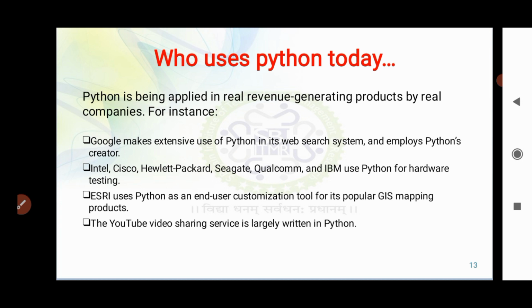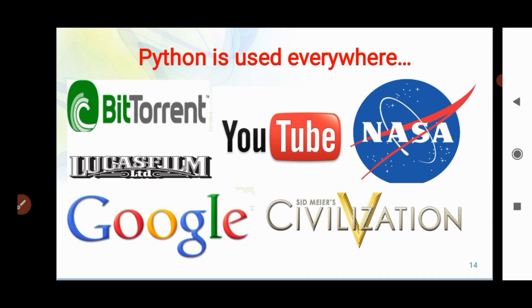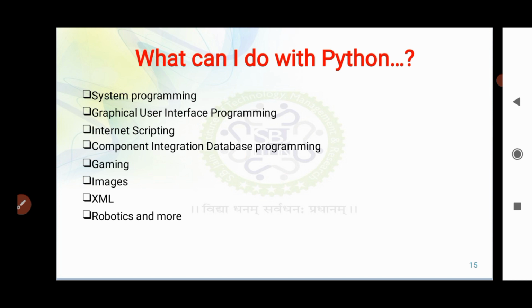It's also used as an end user customization tool for popular GIS mapping products. Now what is the meaning of GIS? It's nothing but Geographic Information System. Now if you talk about the companies where Python is used, as I just told you, it's YouTube, NASA, Google, BitTorrent, and many more companies that cannot be accommodated in one slide. These are the basic examples of the companies where Python is used at maximum level. Alright, now next we can see what I can do with Python.